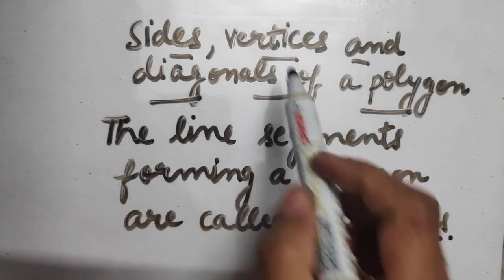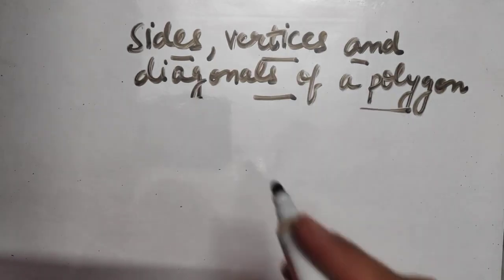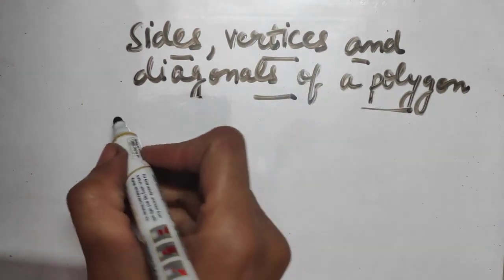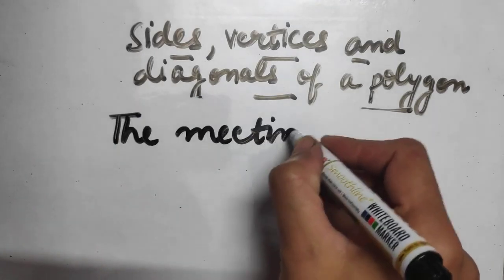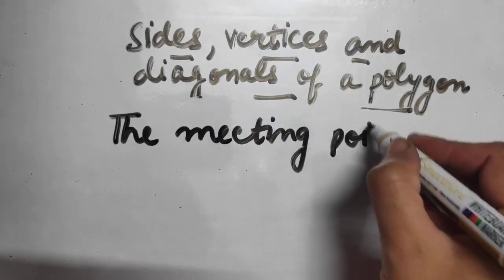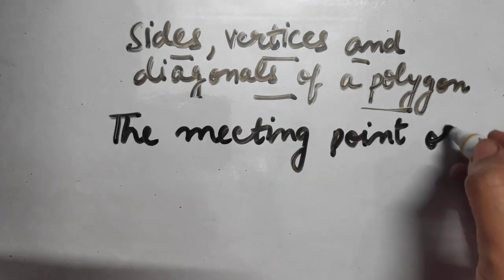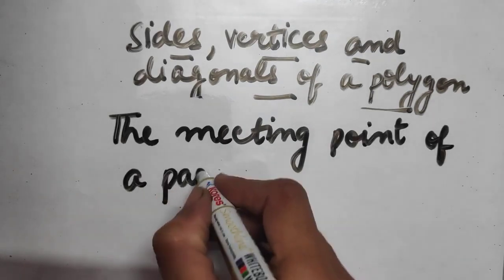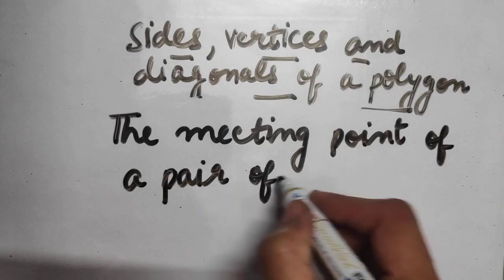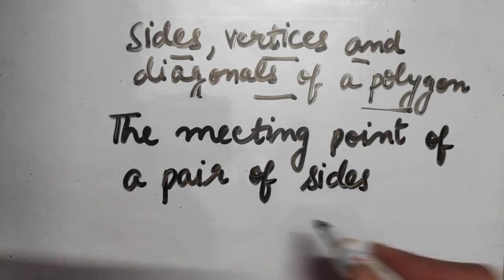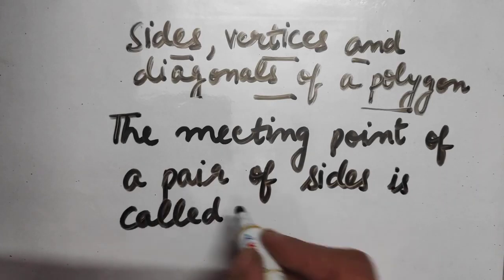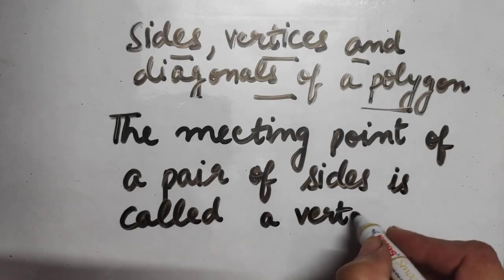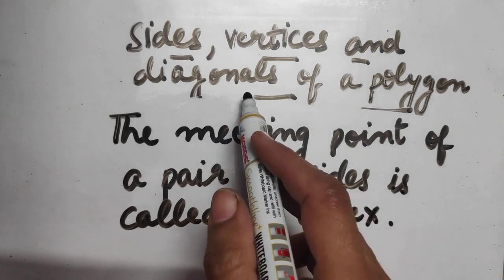So let us talk about vertices now. Let us see the vertices or the vertex. The meeting point of a pair of sides is called a vertex. Let us see about the diagonals now.